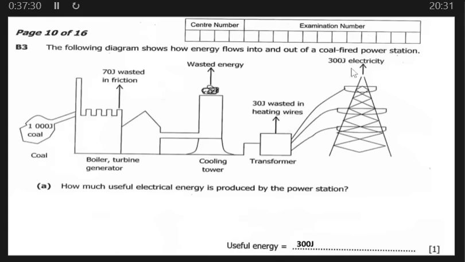Then 300 joules of electricity is what goes into usage in the power lines. All right, then the question says how much useful electrical energy is produced by the power station? 30 or 300? 300 joules. All right, so let's continue with the question.